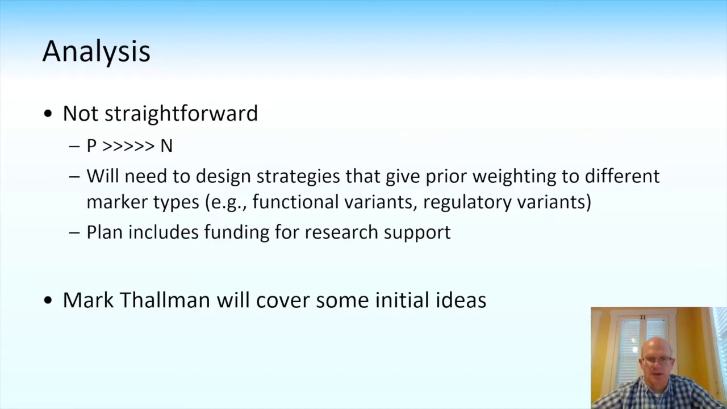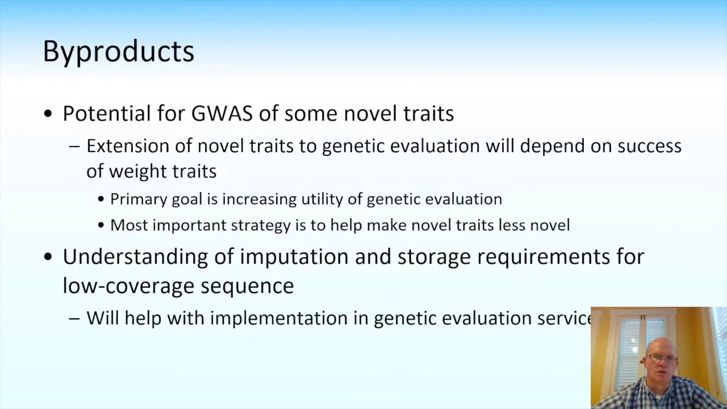This includes funding for this plan that we have, includes funding for research support in a joint venture between the institutions, as well as some outside collaborators that are helping out and have interest in this, including GeneSeek, who's helping us with genotyping, and GenCove, who's helping us with a lot of that imputation using reference populations on these low-pass sequencing data sets. Mark Thallman will talk about some of the initial ideas for this program and what we're going to do with analyses in more depth after Warren.